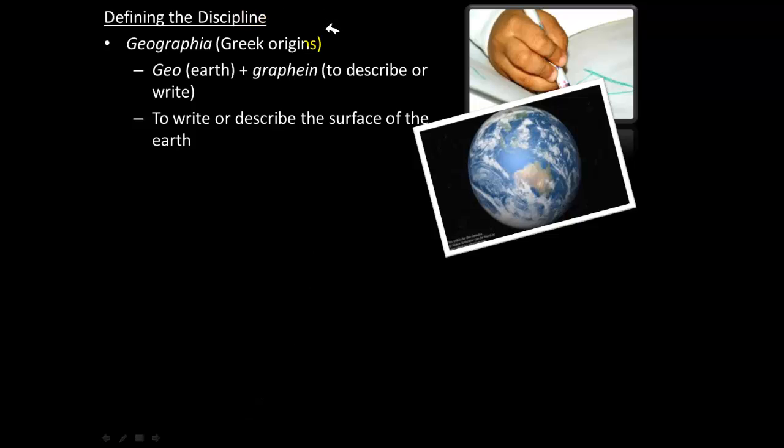What exactly is geography? Geography has Greek origins. So let's break down what the word means. The word geo means earth, and graphin means to describe or to write. That's what these pictures represent. This first picture, of course, is of the earth, and the second illustration is of someone writing. So literally, the word geography means earth writing, to describe or write about the surface of the earth.